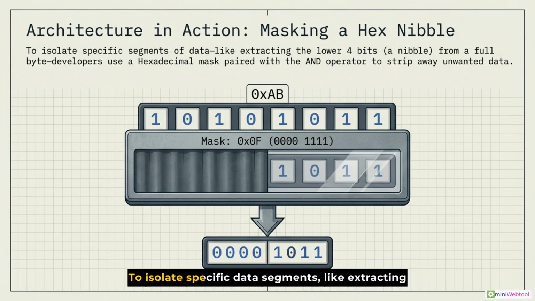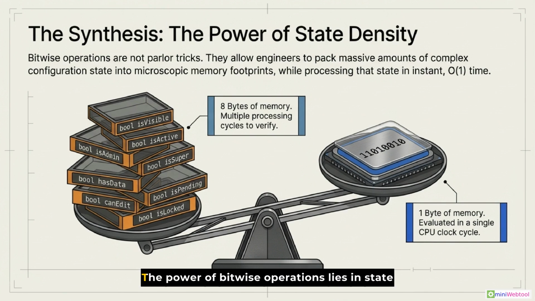To isolate specific data segments, like extracting the lower 4 bits or a nibble, developers use a hexadecimal mask paired with the AND operator. This strips away unwanted data efficiently. The power of bitwise operations lies in state density. They allow packing complex configuration state into microscopic memory footprints, evaluating it in a single CPU clock cycle, compared to multiple bytes and cycles for Boolean flags.